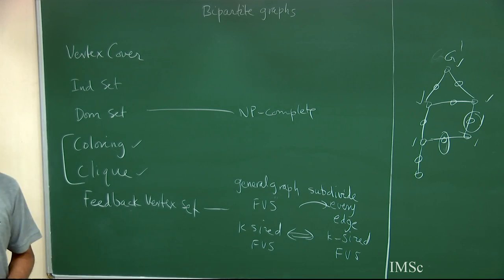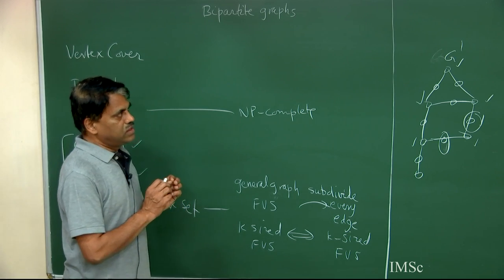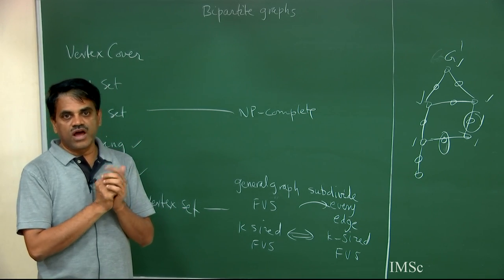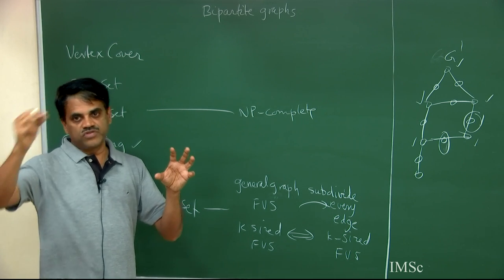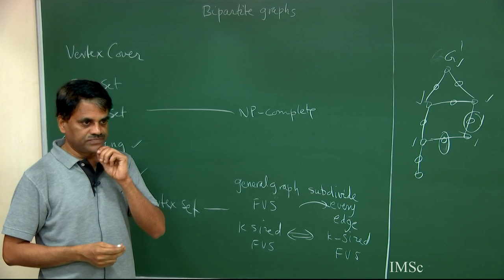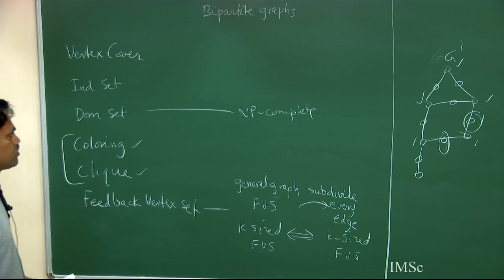Yeah, what about dominating set? I want to claim that dominating set is NP-complete on bipartite graphs. So recall what a dominating set is. It's a set of vertices that dominate every other vertex. So for any vertex which is not in the dominating set, one of its neighbors is in the dominating set. Okay, how do we show that dominating set is NP-complete on bipartite graphs?